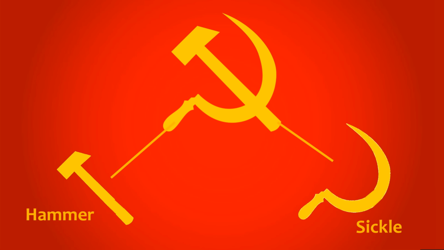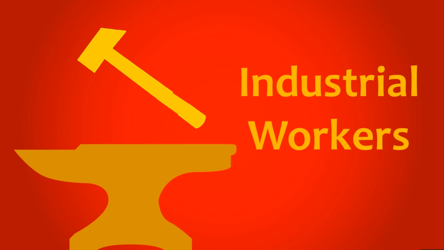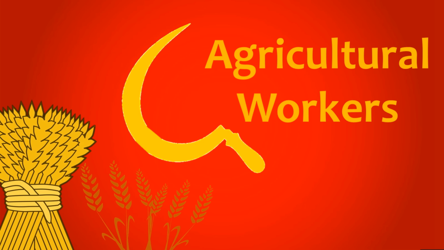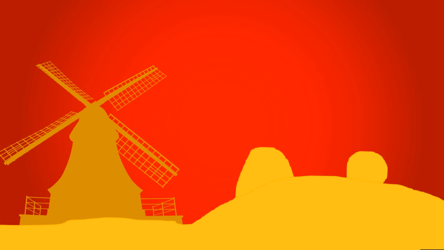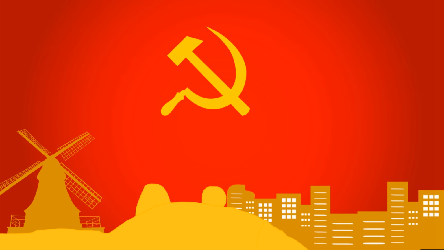Now, this can obviously be divided into two parts, the hammer and the sickle, and both have certain significances to them. For example, the hammer is a representation of industrial workers, while the sickle is a representation of agricultural workers. This also correlates to the industrial workers living in the city and the agricultural workers living out in the countryside.